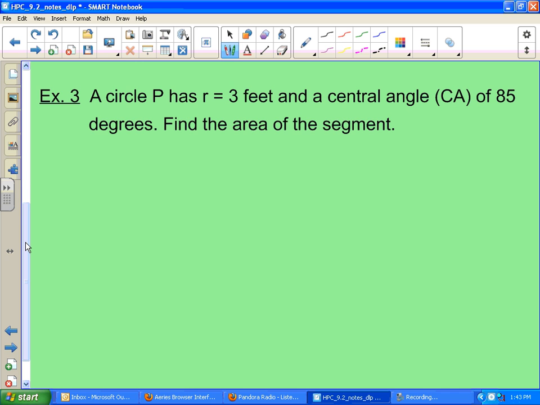So here's what I would do. We draw a little point P, 85 degrees. Yeah, that's about 85 degrees. And then we can create our pizza slice.